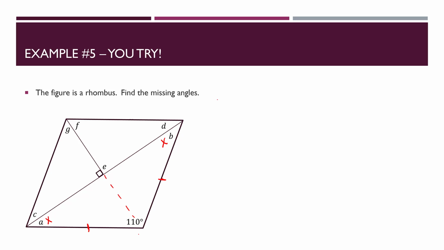So I can use triangle sum theorem. x plus x plus 110 equals 180. So subtract 110 and combine my like terms. 2x equals 70. And I'll divide by 2 to find that x equals 35. So I'll go ahead and put that in here.